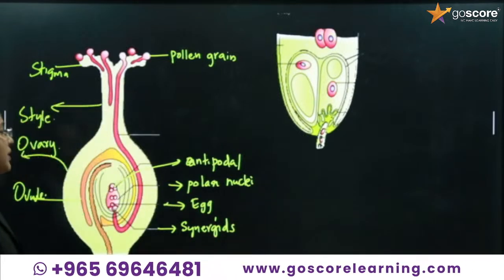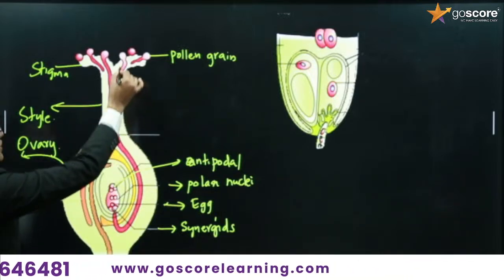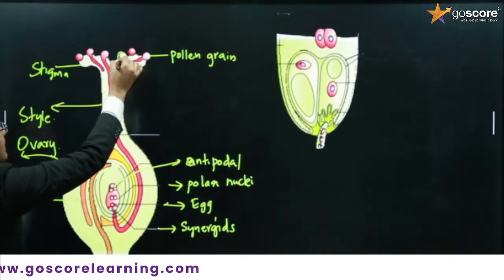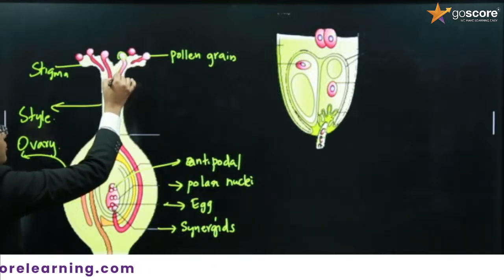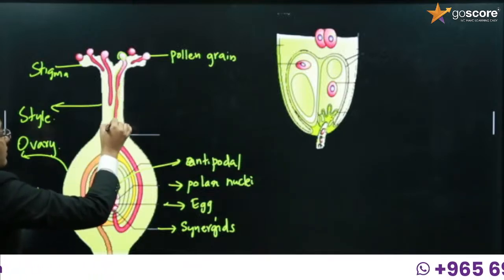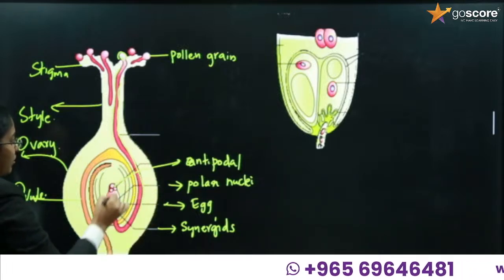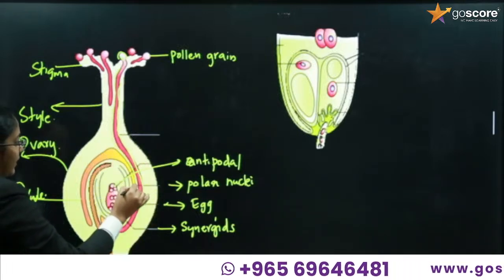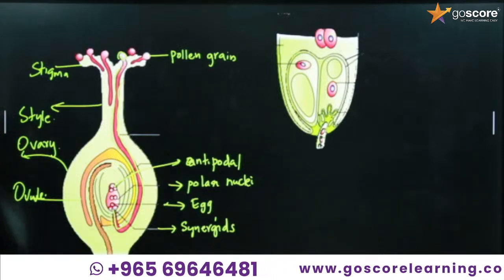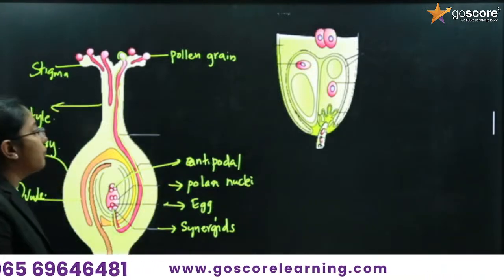Okay, so what happens here? See, the pollen tube grows. You can find the pathway of the pollen tube. This is the pollen grain, and this pollen grain has germinated and forms a tube here. Through the stigma and style, it enters into the style, then it is moving towards which region? It is moving towards the micropylar region of the ovule.